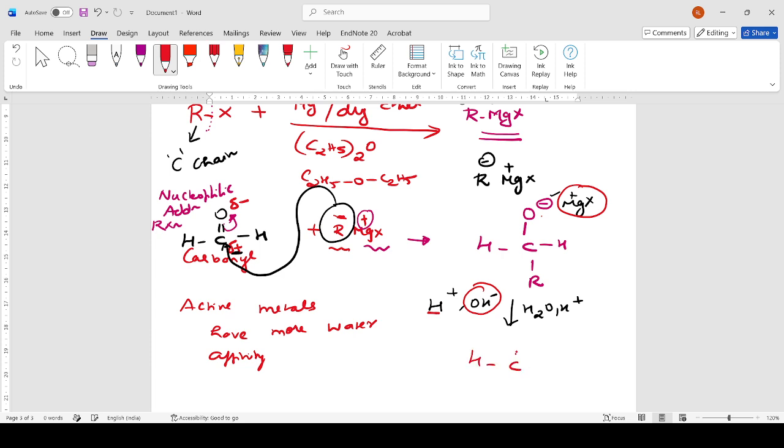Like CH, OH, H, R, plus I am having Mg, OH and X. Let us rewrite it: RCH2OH. So you have created a primary alcohol. I take formaldehyde, treat it with Grignard. What I have synthesized is the primary alcohol here.